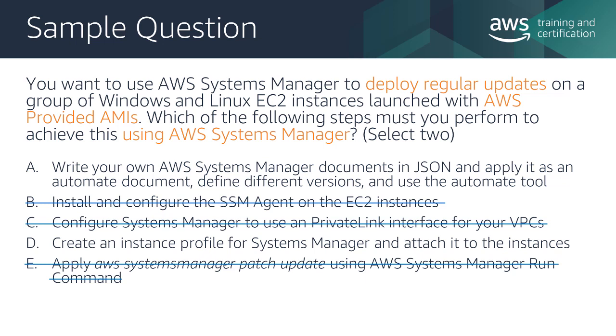Next, get rid of option E. Apply the AWS Systems Manager patch update run command. The syntax, the API name, none of this is correct. That's just not a thing. What do you need to do? You need to do option A. Write your own Systems Manager documents in JSON, apply it as an Automation document, define the versions, use the Automation tool, and option D, create the instance profile for Systems Manager and attach it to the instances.